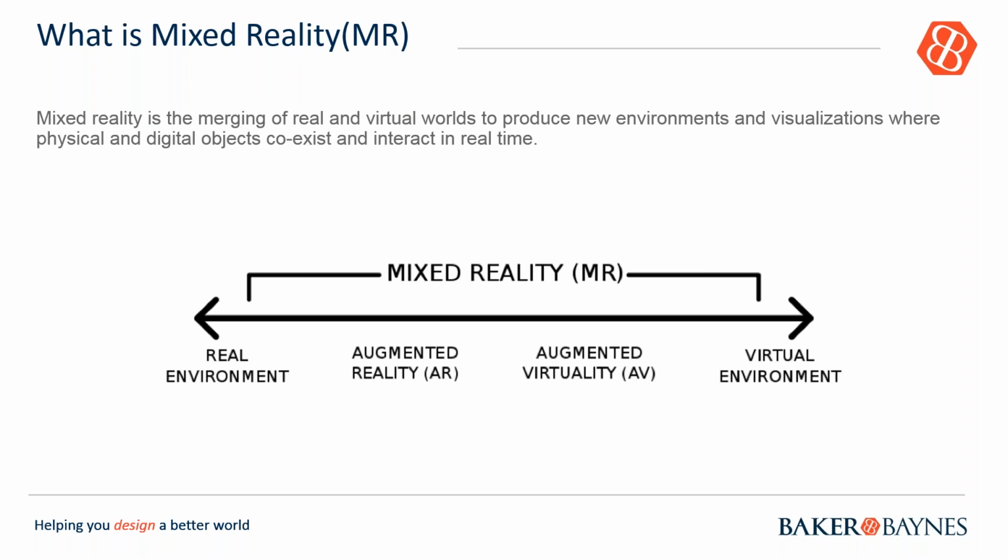Now you'll see where mixed reality comes in and how it works. The real environment on the left versus the virtual environment on the right. And in between, you see augmented reality and augmented virtuality. And that gives us a mixture of both called mixed reality, or MR, right? So what does that look like and how does it work? So let's have a look.